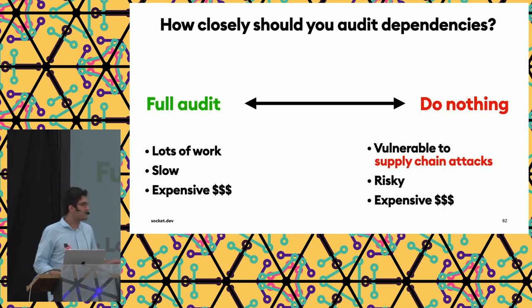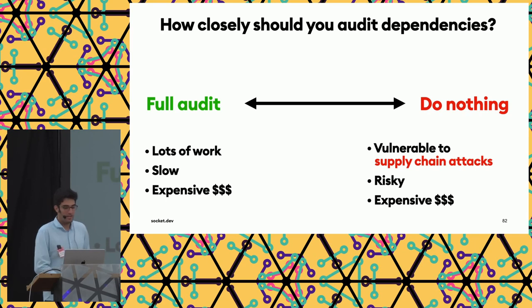And then finally, obviously, doing nothing is what most of us are doing today, and that has its own problems. It means you're completely vulnerable to supply chain attacks. It's risky, and it's expensive in a different way. It's expensive in terms of losing your users' trust or losing your users' data or getting your own computer compromised and losing all of your important files and your data that is very personal to you. And so it's expensive in a different way. So again, there's a trade-off here.